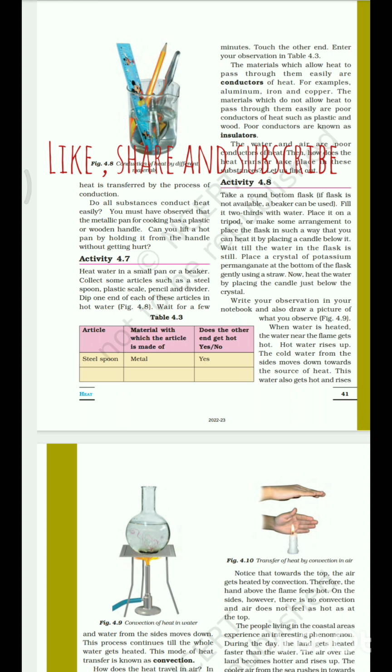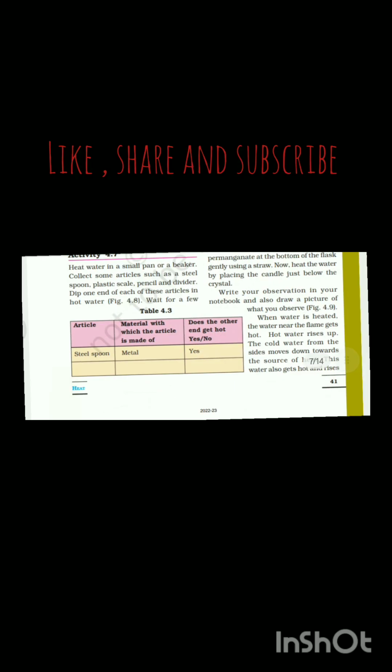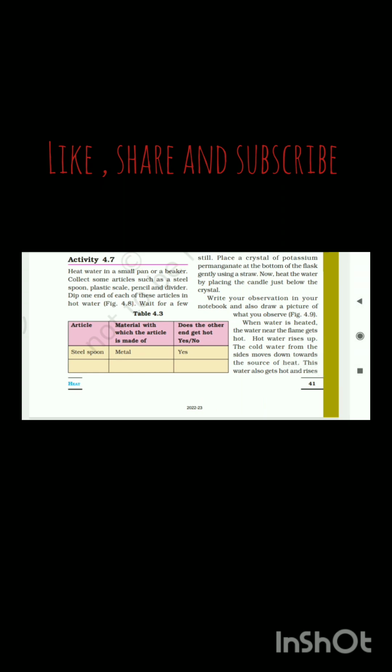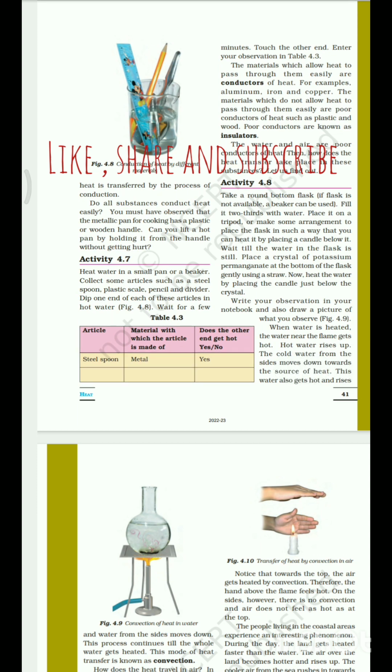Wait till the water in the flask is still. Place a crystal of potassium permanganate at the bottom of the flask gently using a straw. Then heat the water by placing the candle just below the crystal. Write your observation in your notebook and also draw a picture of what you observe.